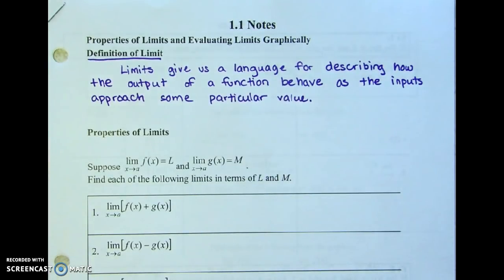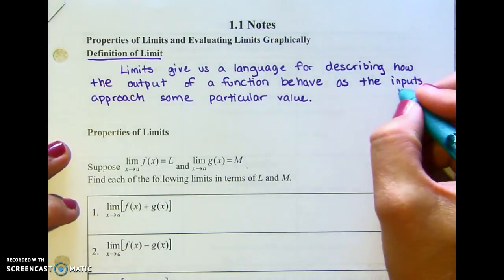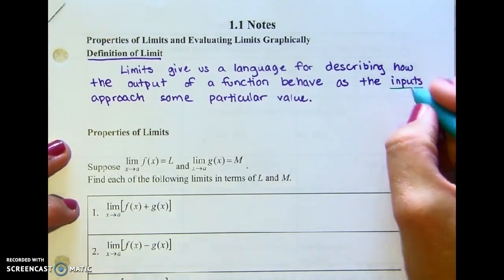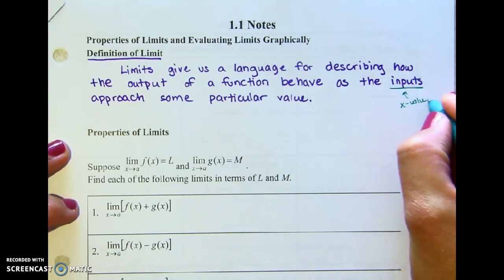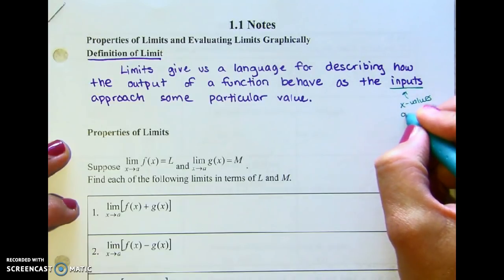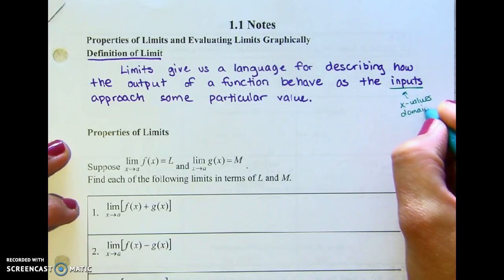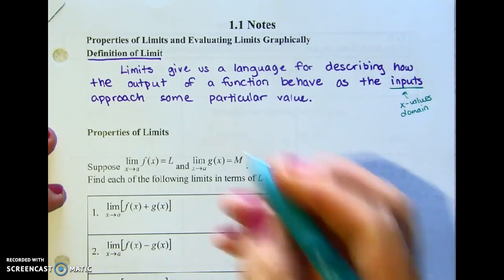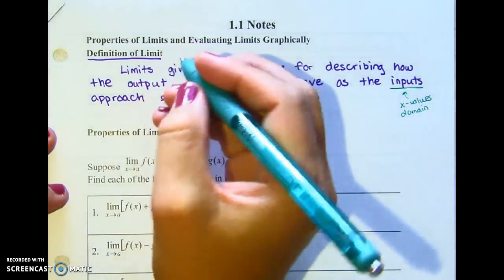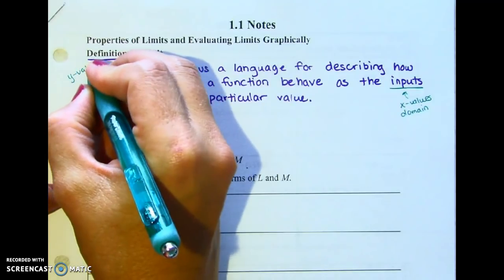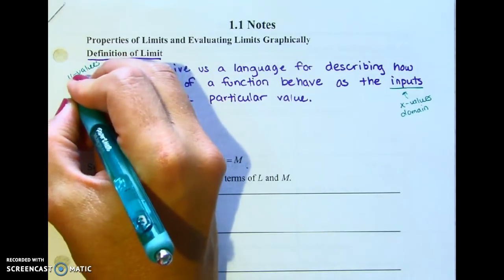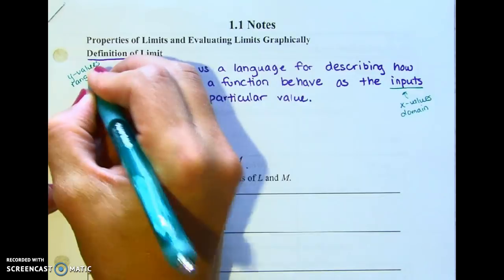Okay, real quick, just to review about outputs and inputs. The inputs are always x values or the domain. And then what would that make the outputs? The outputs are y values, also known as the range if you actually have a point.